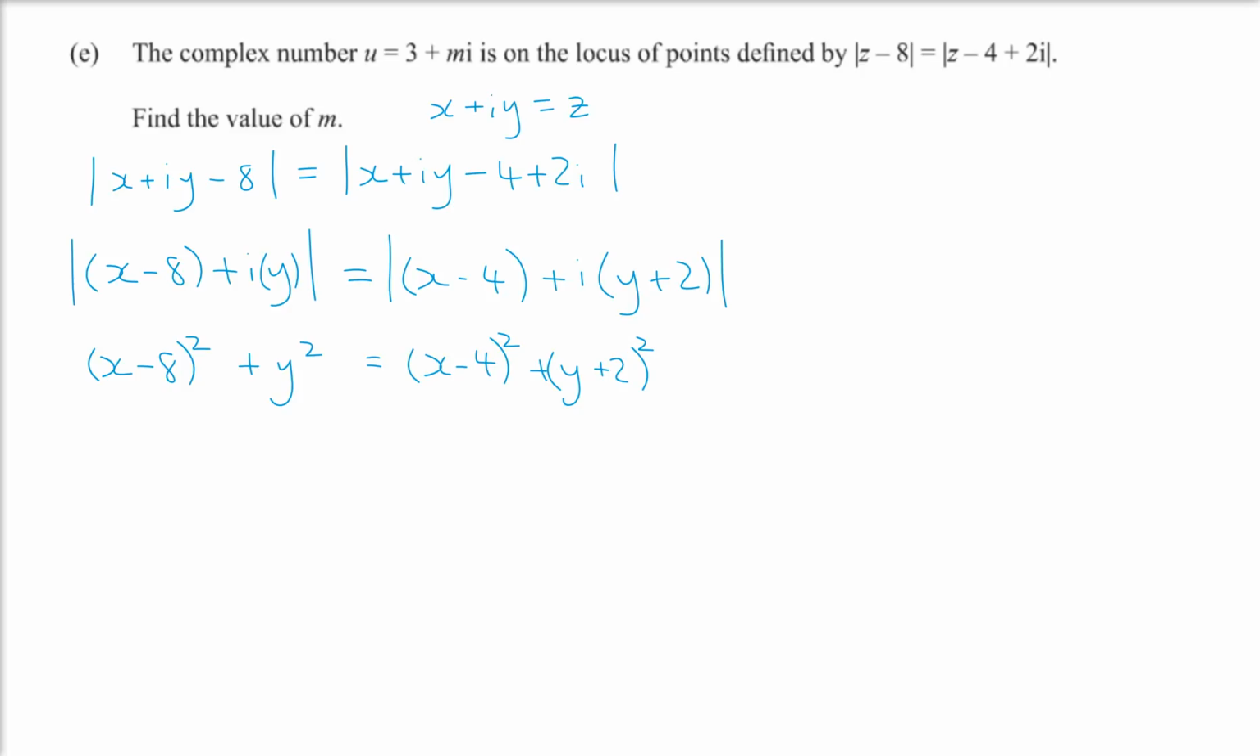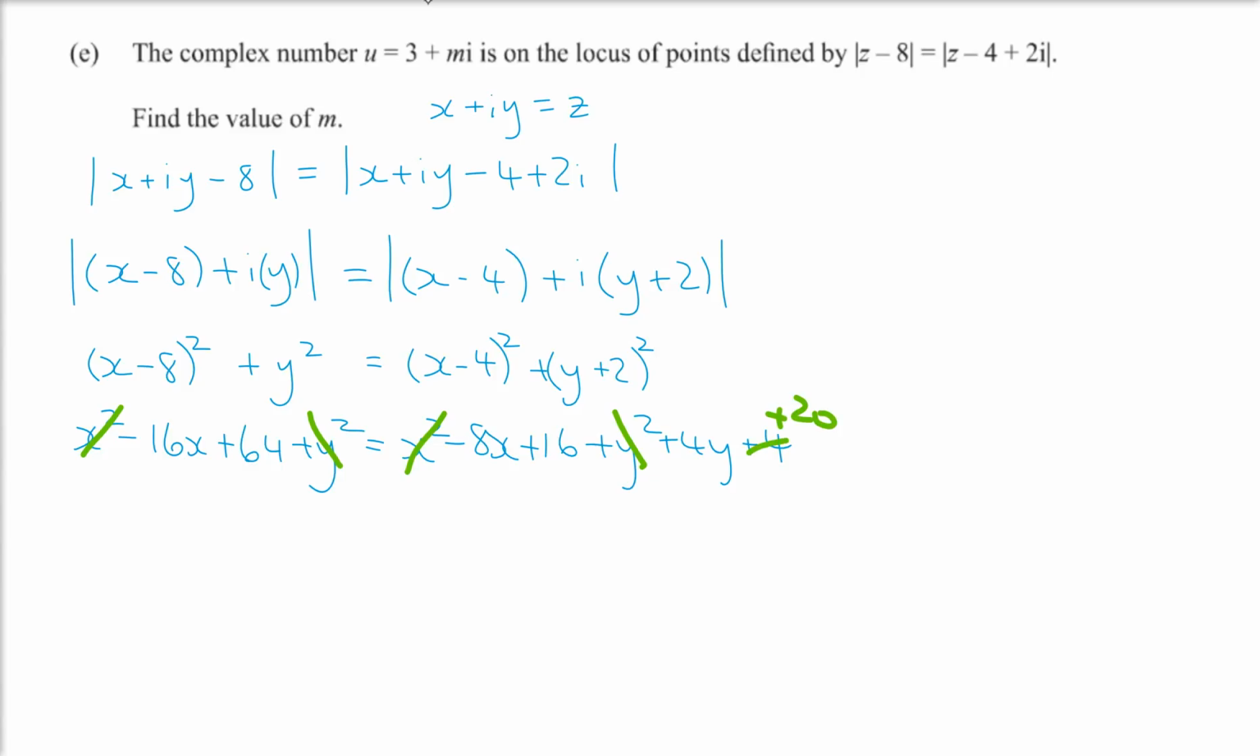expanding and simplifying. x squared minus 16x plus 64 plus y squared. Hopefully that there is right. Please tell me if I am wrong. Do that. Now I've got my y squared there to simplify. Over here this is positive 20, so I can just think about that.